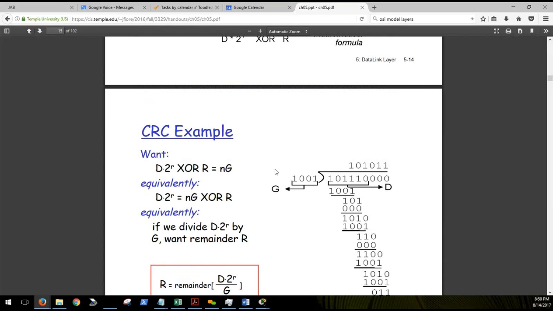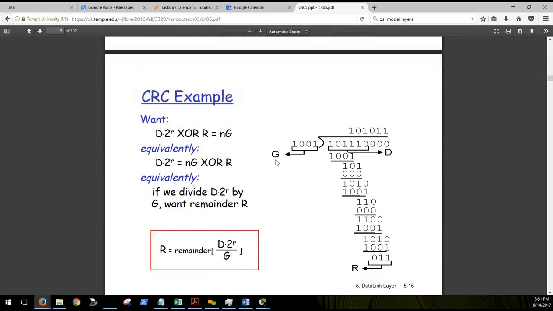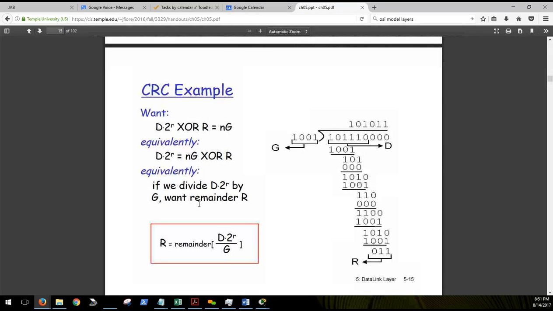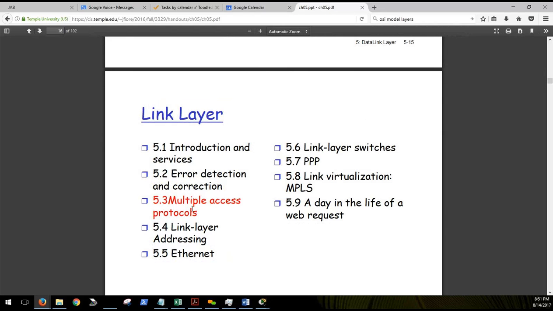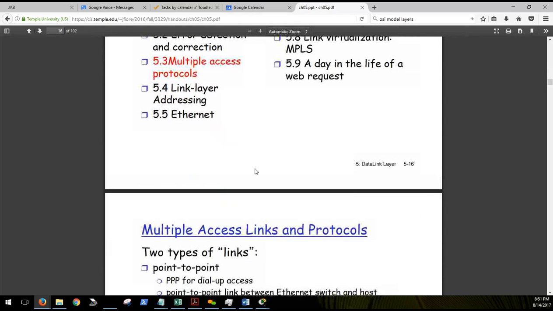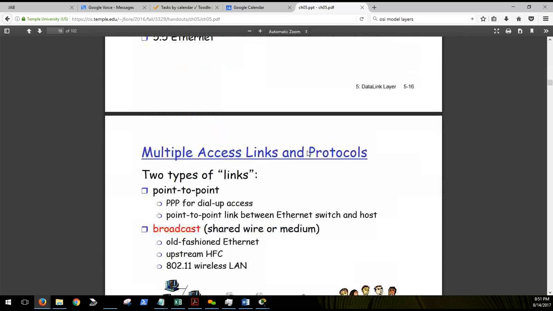Well, he's saying he doesn't want you to know how to calculate it. So we'll just leave this alone. And let's talk about multiple access protocols. Could we stop at 9? All right, we can stop at 9, but let's see how we do with the multiple access protocols.